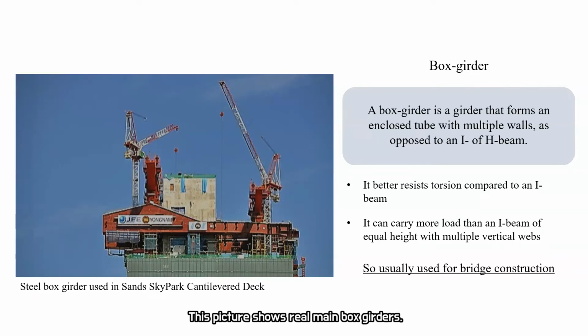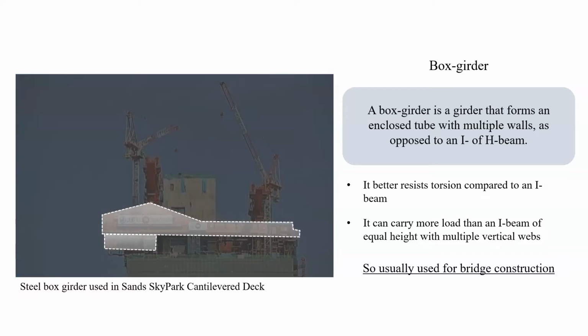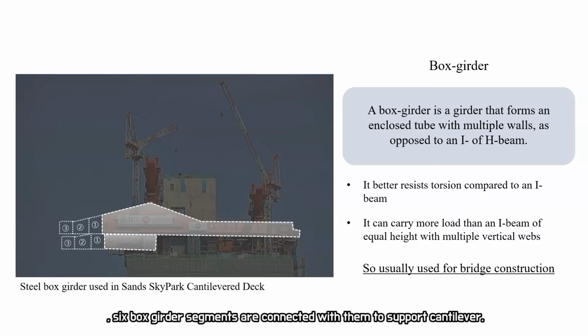This picture shows the rear main box girders. Two main box girders were placed east and west, and after they were placed, 6 box girder segments were connected with them to support the cantilever.